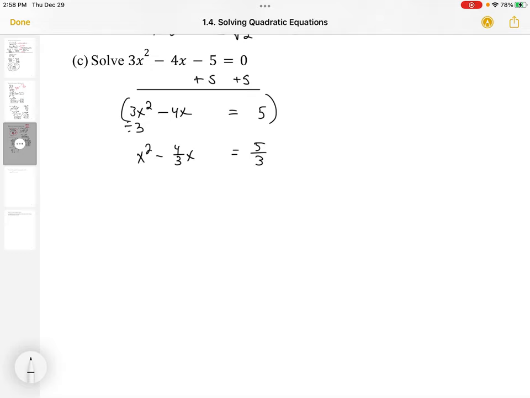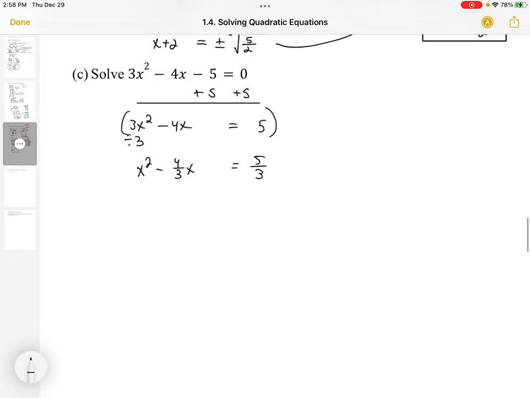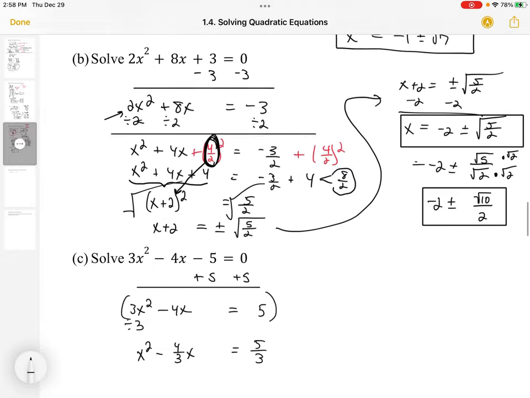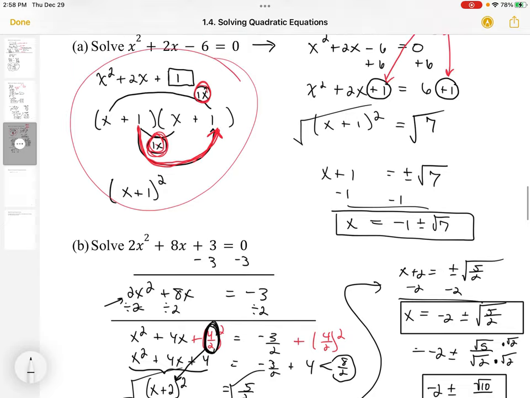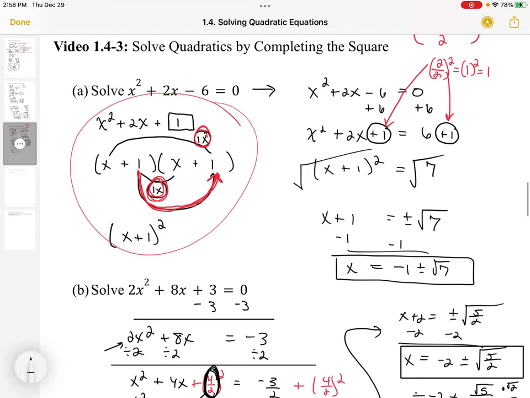Now, I will be honest. If this is the problem given to you, you're asked to solve this quadratic, I personally would not solve this by completing the square. I would solve this using the quadratic formula, which we will look at in the next video. How do you know when to complete the square and when not to? Well, if you look at these other examples, the easiest one to complete the square was this first one. We have a coefficient of 1, and our middle term was even.